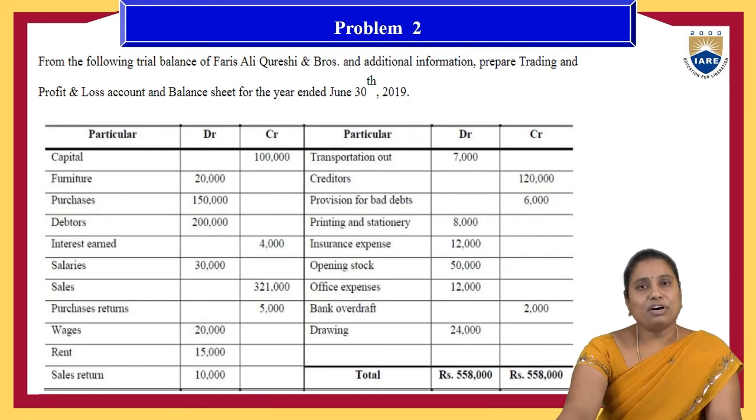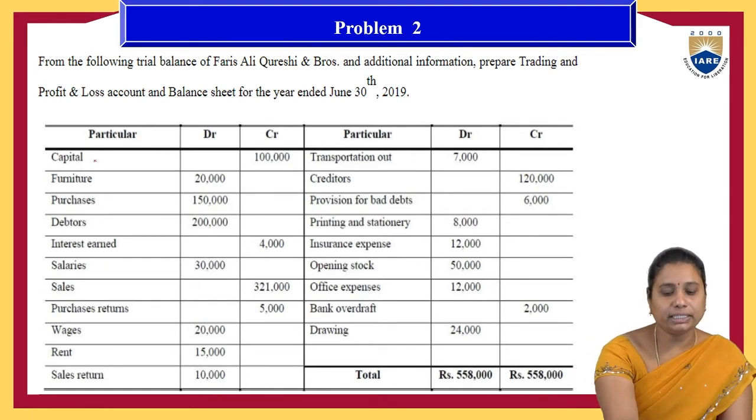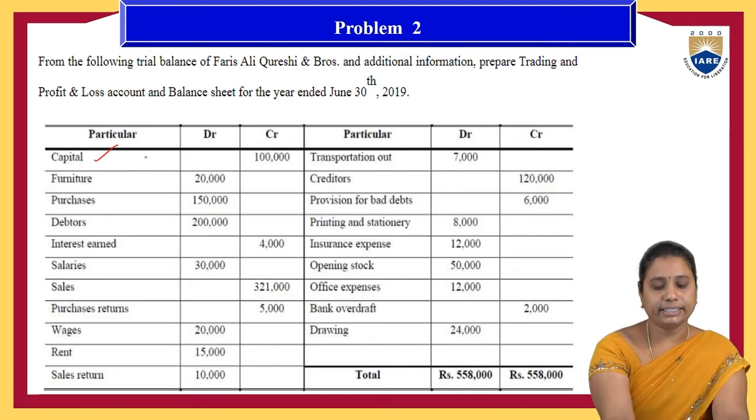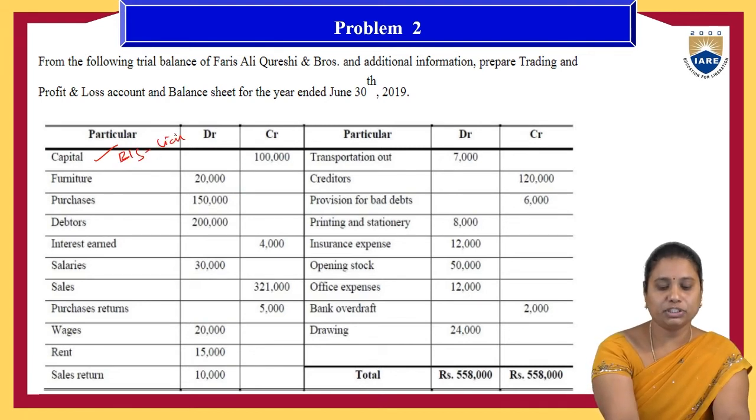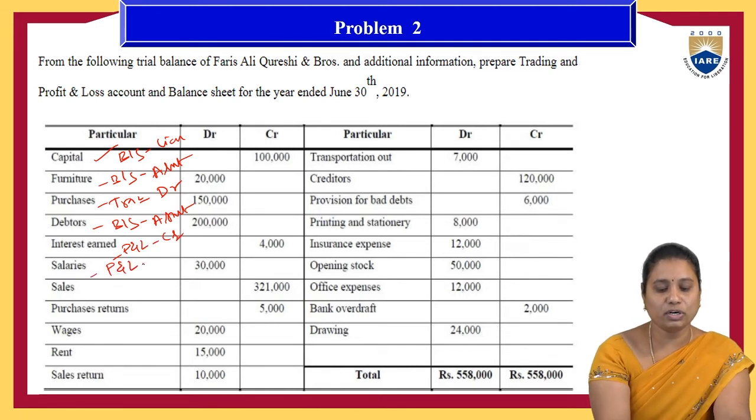Similarly, if we see the following trial balance of Faris Ali Qureshi and Brothers, with additional information, we prepare the trading account, profit and loss account, and balance sheet for the year ended June 30th, 2019. The capital is 1 lakh, and it is under the balance sheet, liability position. Furniture, balance sheet, assets, long-term assets. Purchases, trading account, on the debit side. Debtors, balance sheet, current assets side. Interest earned by the organization, profit and loss account, credit side. Salaries, indirect expenses, profit and loss account, debit side.